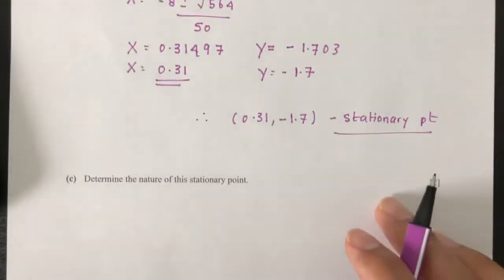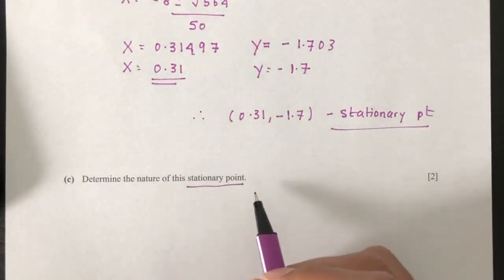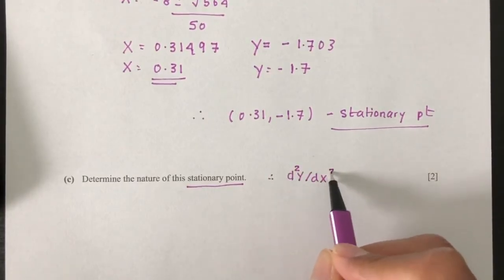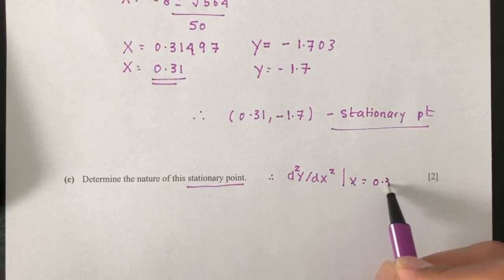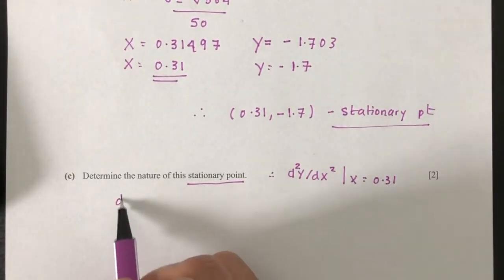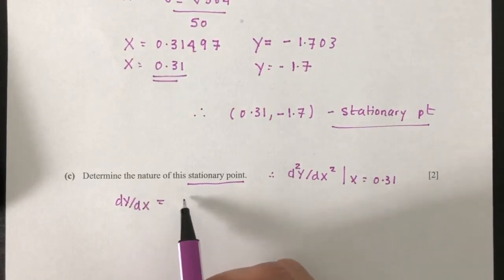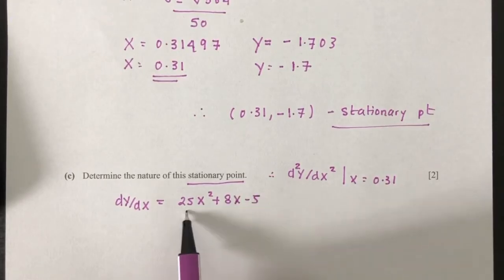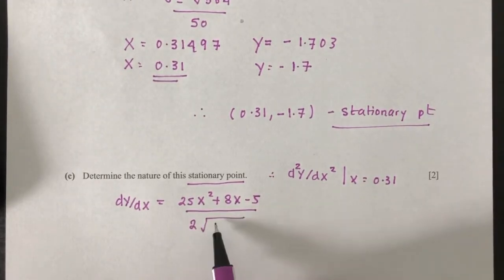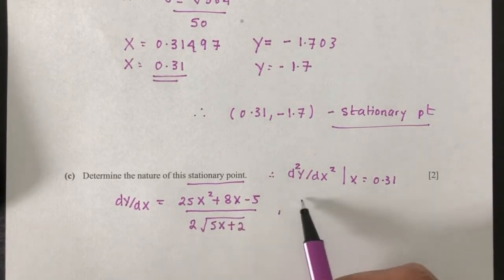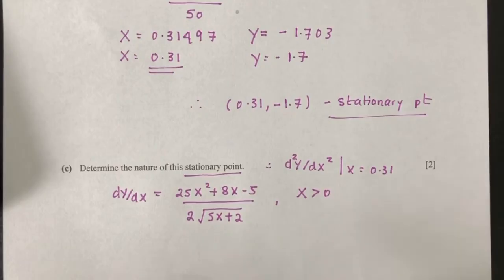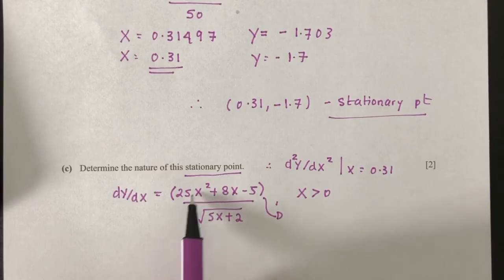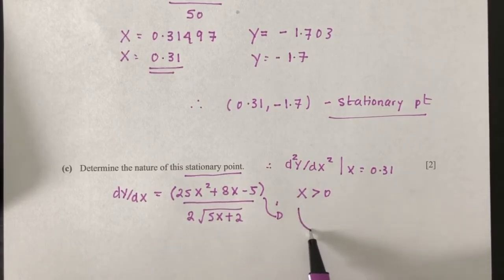Now part C says determine the nature of this point. So usually what we do is find the value of d2y by dx2 at x equal to 0.31. One trick we can use here is, if you look at dy by dx, you will see 25x squared plus 8x minus 5 divided by 2 times root of 5x plus 2. Now x is more than 0, so you can just have a look at this top function. You can see that it is a quadratic function where this is positive. It means that it will have a shape like this.